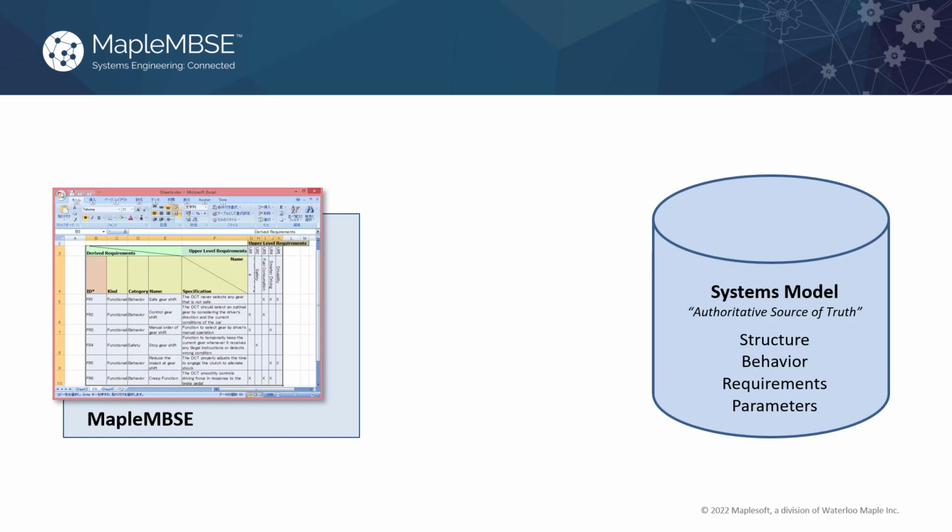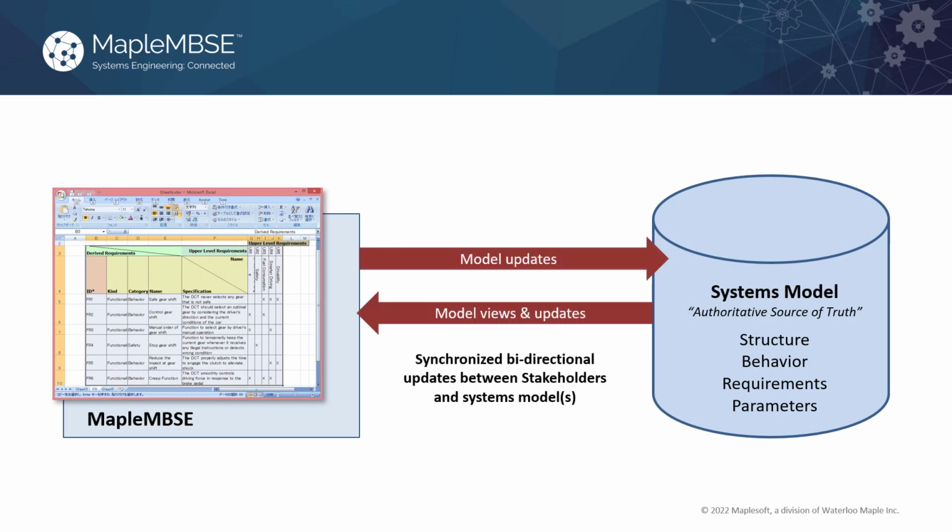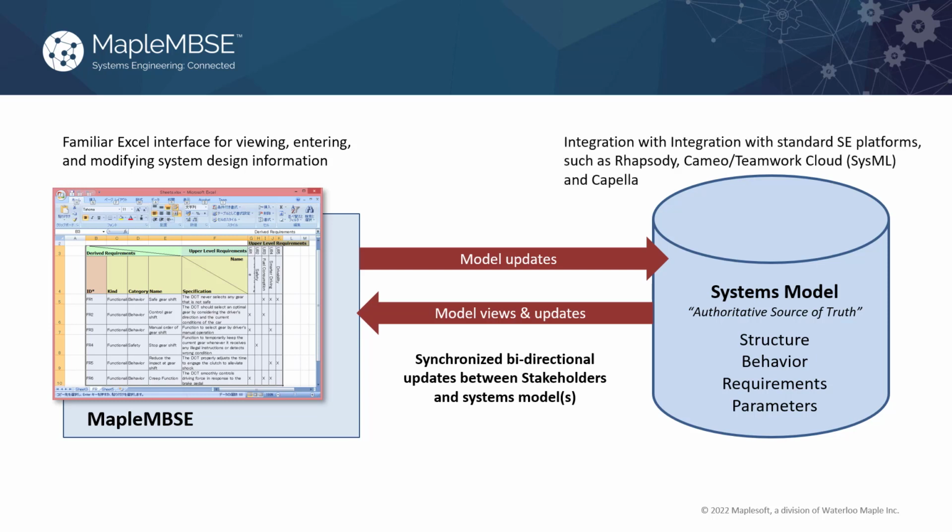So, how do we do it? MapleMBSE provides a synchronized bi-directional interface between the SMEs and the systems models. This provides the SME with a task-specific view of the model in a familiar Excel user interface for viewing, entering, and modifying system design information. Information entry is simplified for the end user, and data consistency is assured in the systems model.